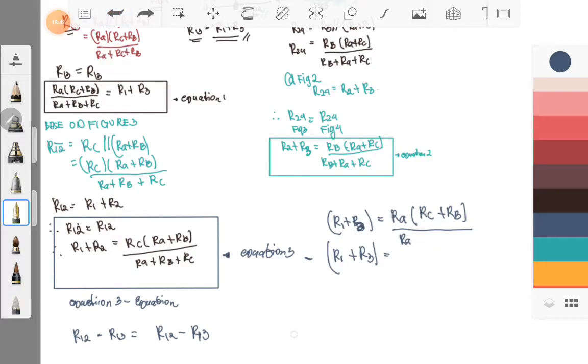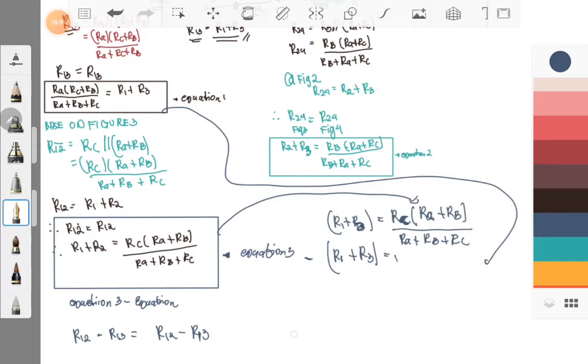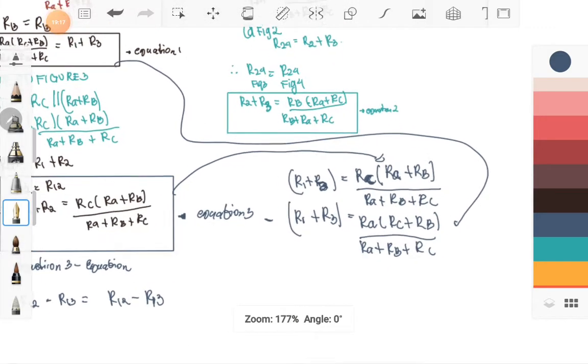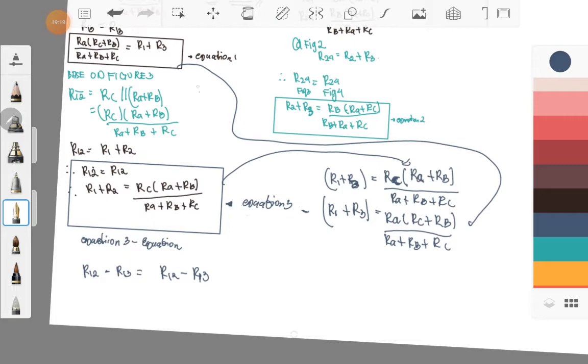Dapat RA to, RA plus RB for your equation 3. So, RA plus RB and this is your RC. Okay? So, RA plus RB plus RC. Next is your equation 1. The equivalent of your equation 1, we have RA multiplied by RC plus RB, divided by our RA plus RB plus RC. Yan. So, mapapansin nyo, pag sinubtract natin siya, yung equation 3 nyo minus your equation 1, we have this equation.